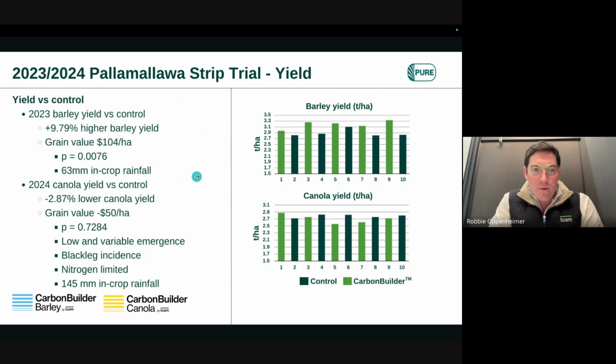In 2024, a wetter year, in this specific case, it was nitrogen limited. So even though there was an increase in biomass, it didn't translate to higher yield. Slightly lower yield in the CarbonBuilder treated strips, without statistical significance.